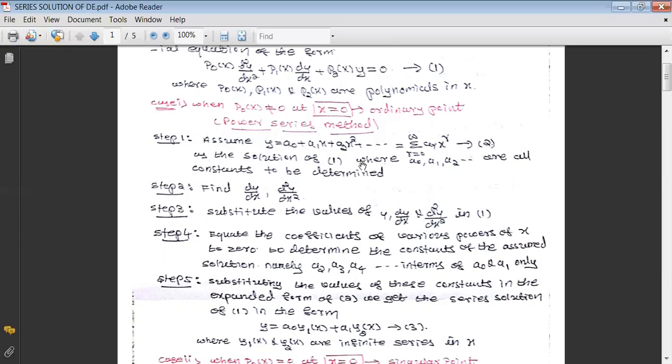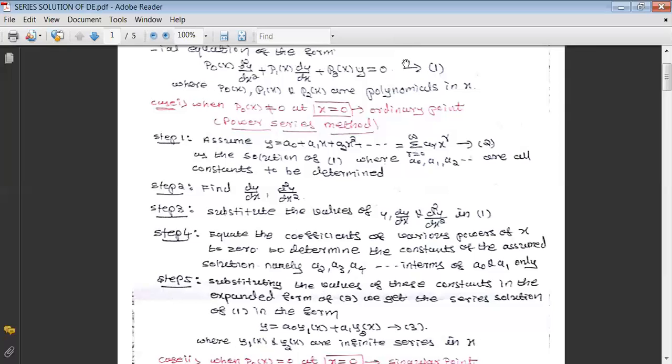Now here there are some constants, namely a0, a1, a2, a3 and so on. They are all constants which are to be determined. The main agenda of the process of finding the series solution of a differential equation lies in identifying the values of a0, a1, a2, a3 and so on. That is the main thing that we have to execute while finding the series solution. Now we assume y equal to summation ar x raised to r, r from 0 to infinity, as the solution of 1.